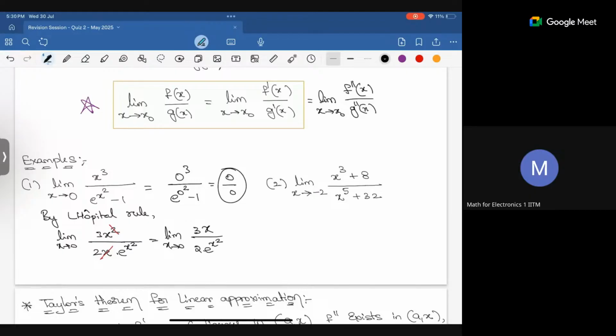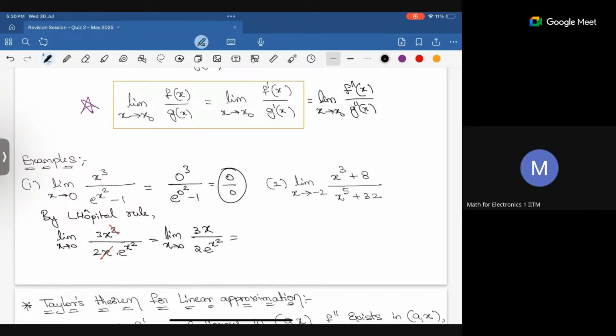Now you should not rush into taking L'Hopital rule again, okay? You cannot just take the derivative of the numerator, take the derivative of the denominator, and proceed. You should not do that. Before that, there is a checking process, right? So again, you have to check whether you are getting 0 by 0 form or not here.